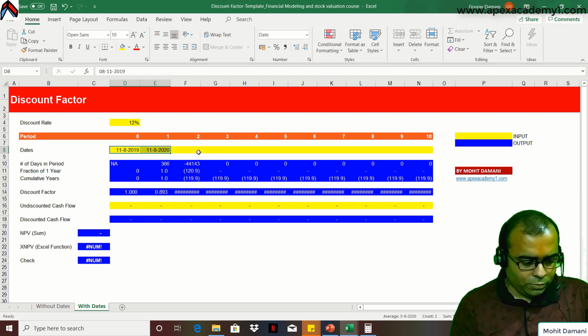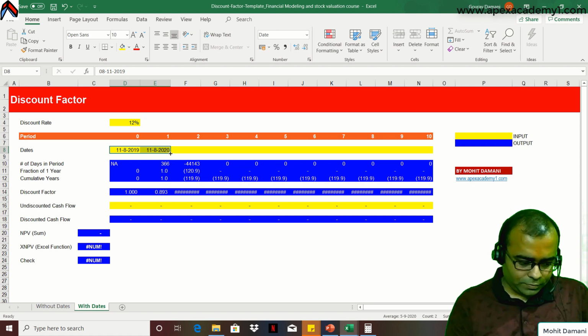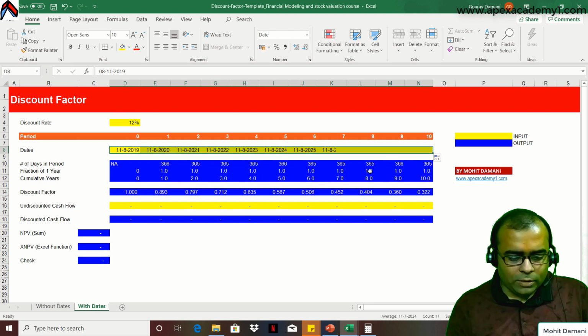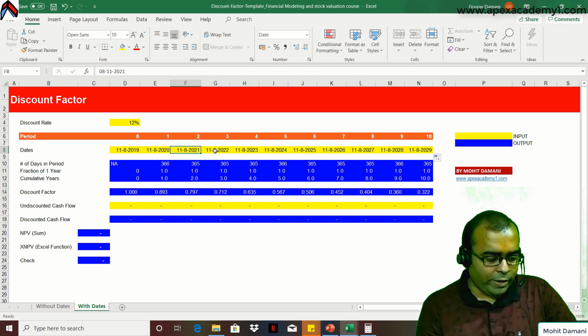I don't want to check for the other things now. Just select the two cells. See, there is an end cursor that is coming in, a plus sign. Just drag it. When you drag it, the other columns will also get filled on an annual basis. Means 2020, then 21, 22, 23, and so on and so forth till 29.